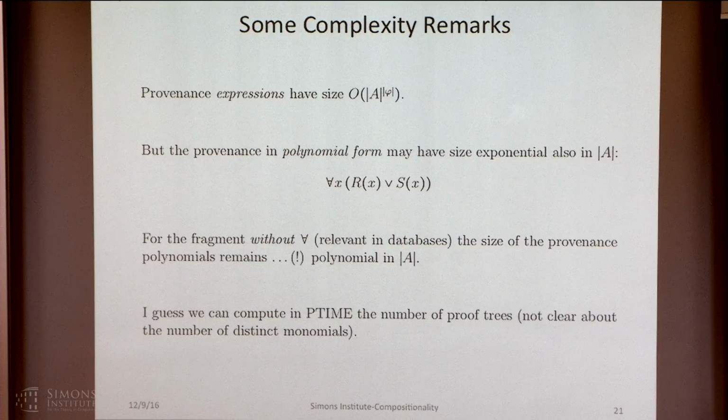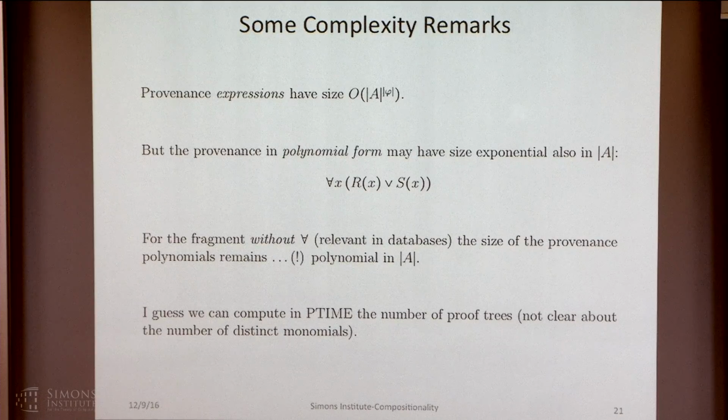So how hard is it to compute this provenance? Just some cheap complexity remarks. The provenance expressions have size the number of ground values times the size of the formula. But if you put it in polynomial form, it's like putting Boolean expressions in normal form, this may be exponential also in A. Think of this example.